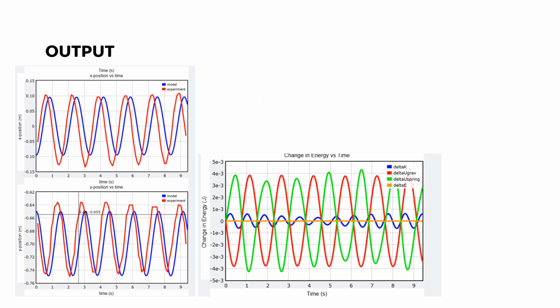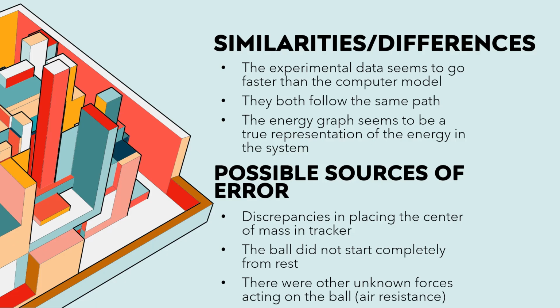Here are my output graphs. As you can see, the position versus time graphs are the same kind of trajectory, just slightly off from each other. And then the energy graph looks to be about right, as the delta E is 0 for this entire interval, meaning that the energy principle is satisfied in this scenario.